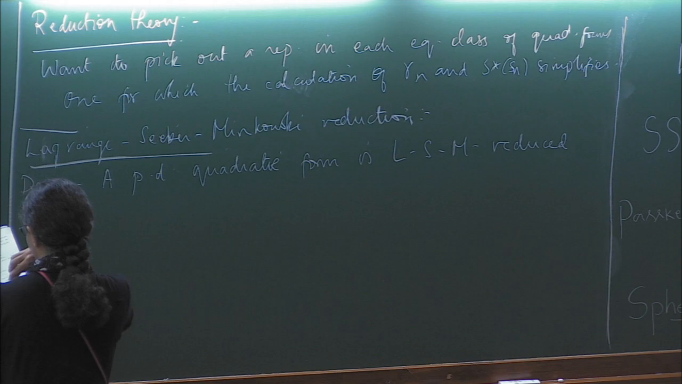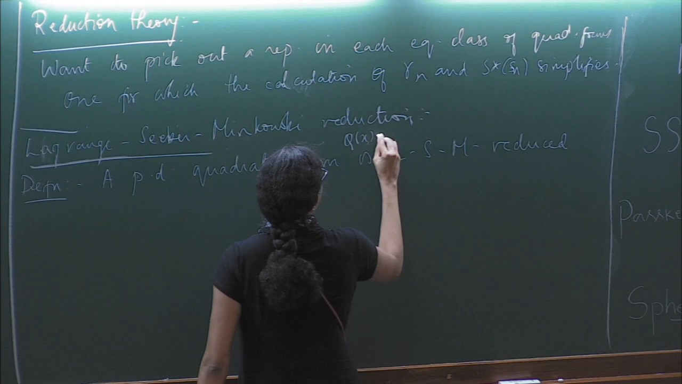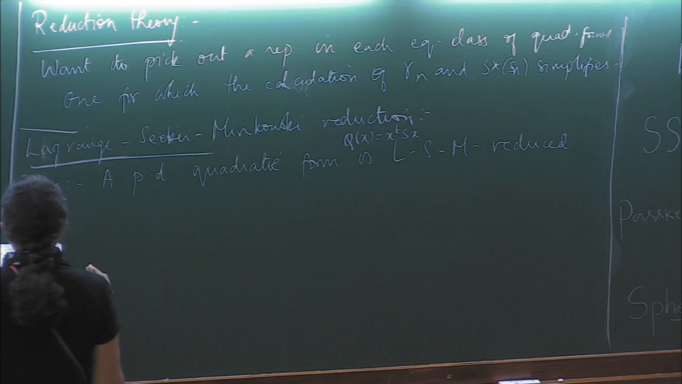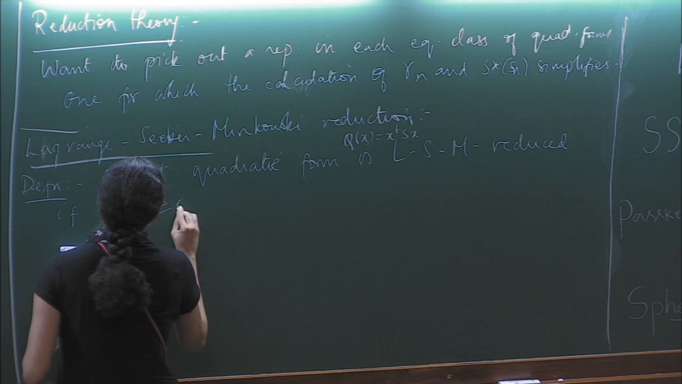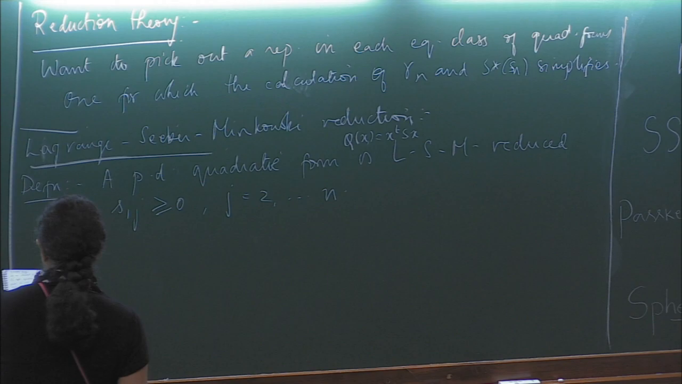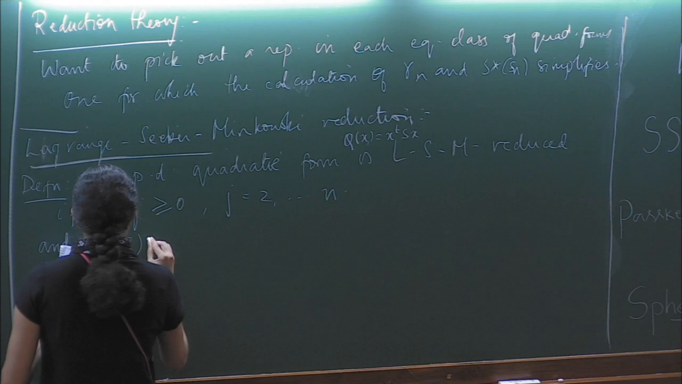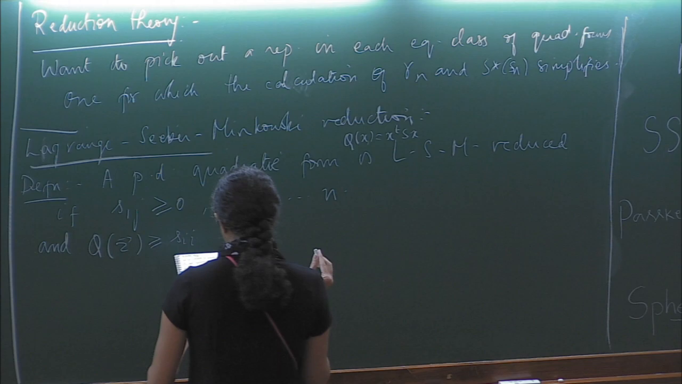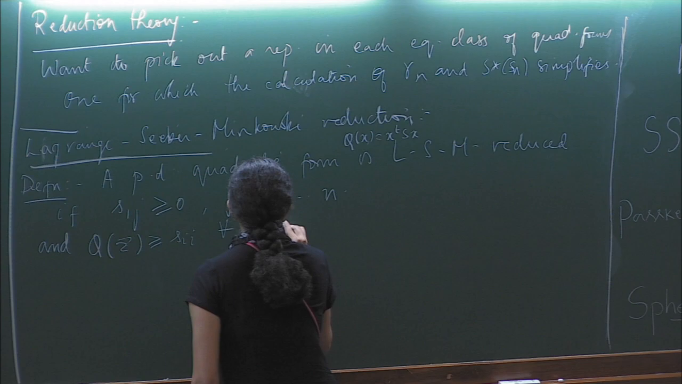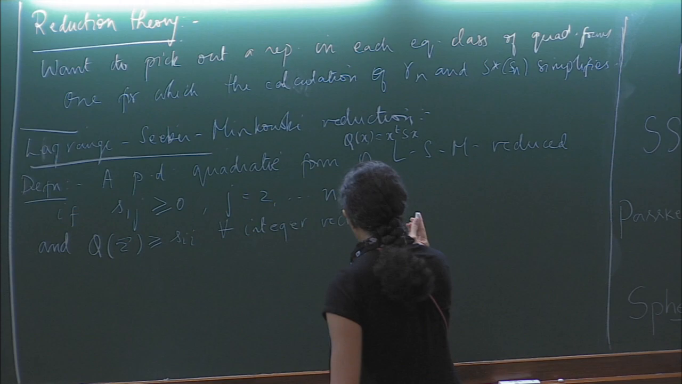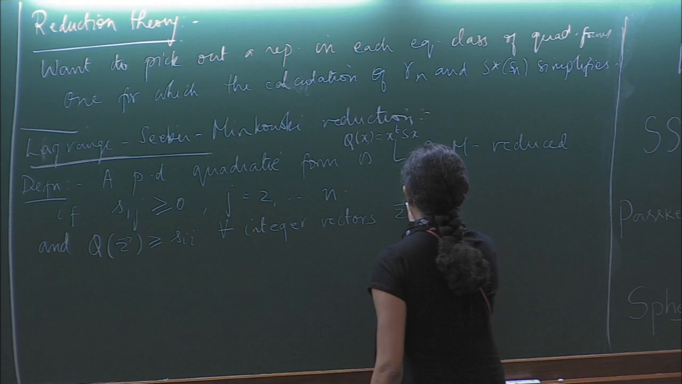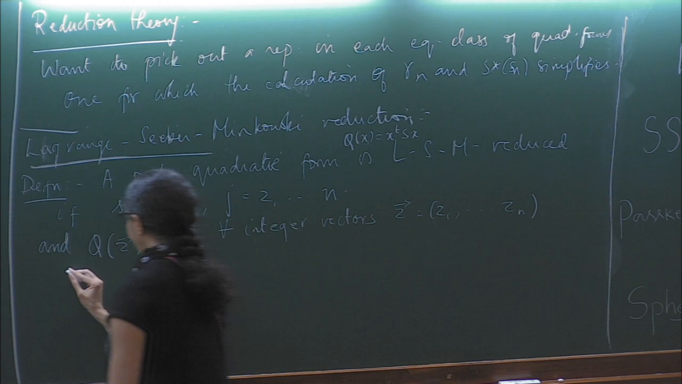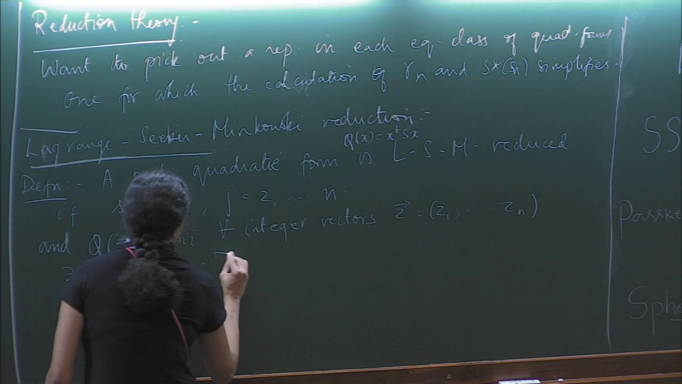A positive definite quadratic form Q of X equals X transpose SX is LSM reduced if S1j is greater than or equal to 0 for j equals 2 to n, and Q of Z is greater than or equal to Sii for all integer vectors Z such that the GCD of Zi through Zn is 1.